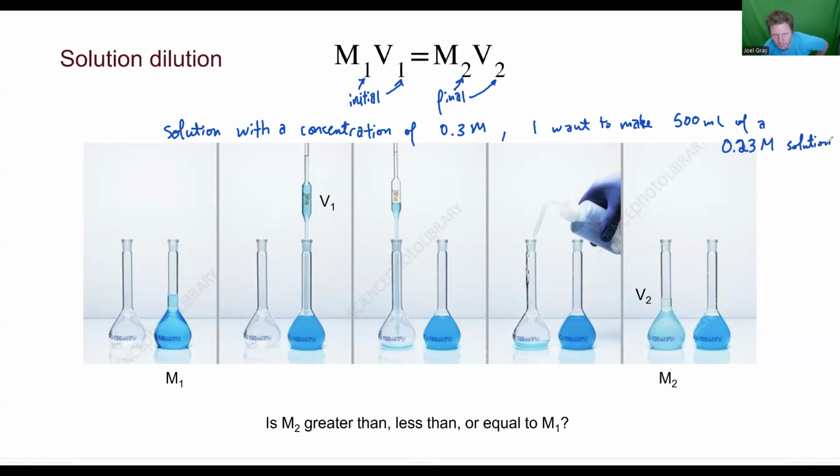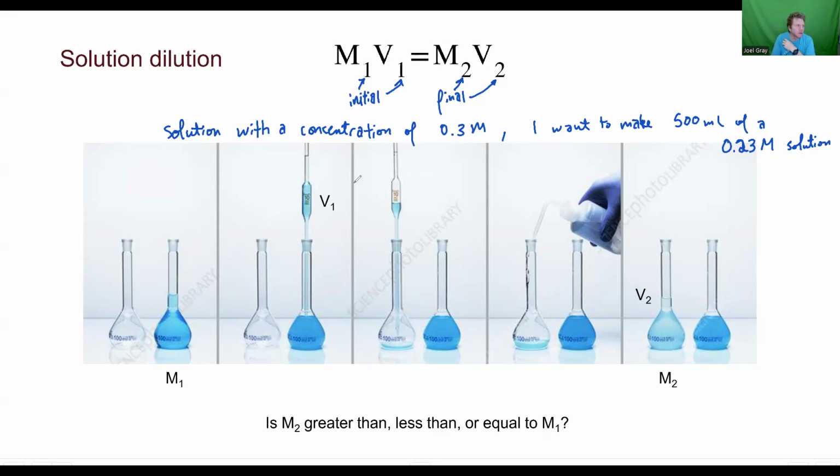Okay. Now, what you should notice there is our initial concentration. The solution that we described has a concentration of 0.3 molar. Okay, so that's where we started. And then our second solution had a concentration of 0.23 molar. So our concentration went down. Okay, that means we diluted it. We added water to it effectively. Now, the question here is, well, how do we do that?